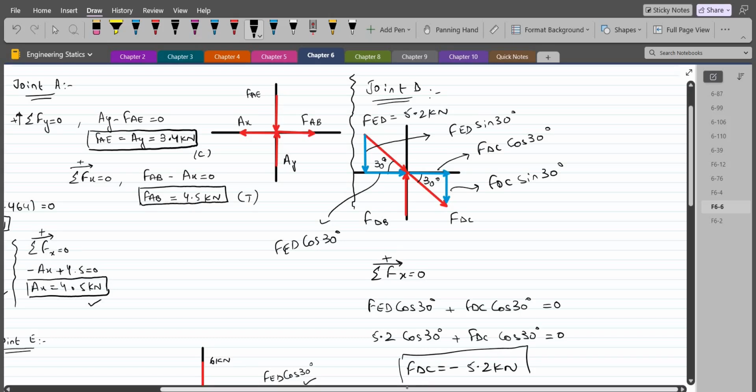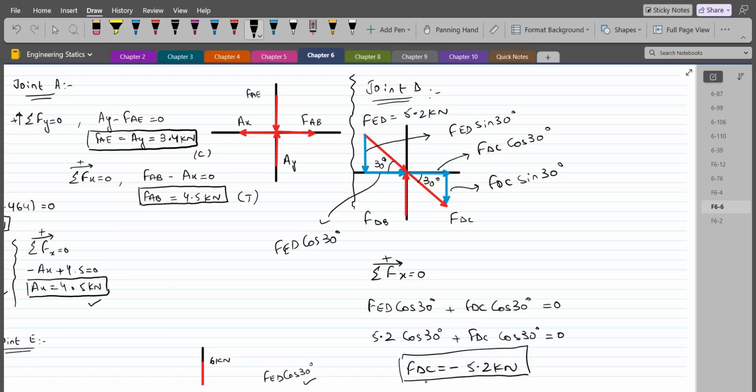And as you can see here, the answer for FDC is negative. And I had assumed FDC as a tensile force. So in fact, the member DC is in compression.